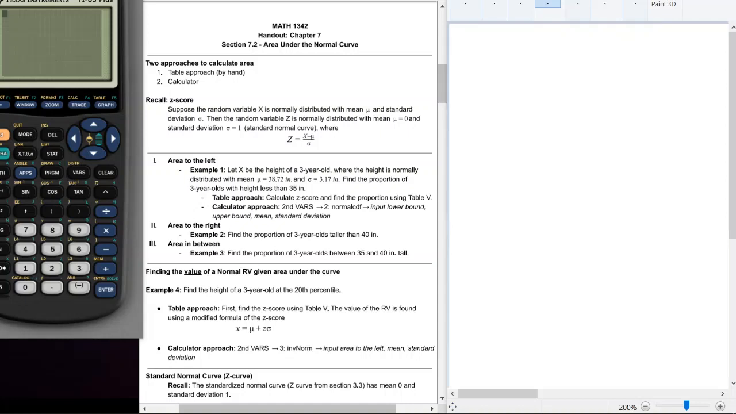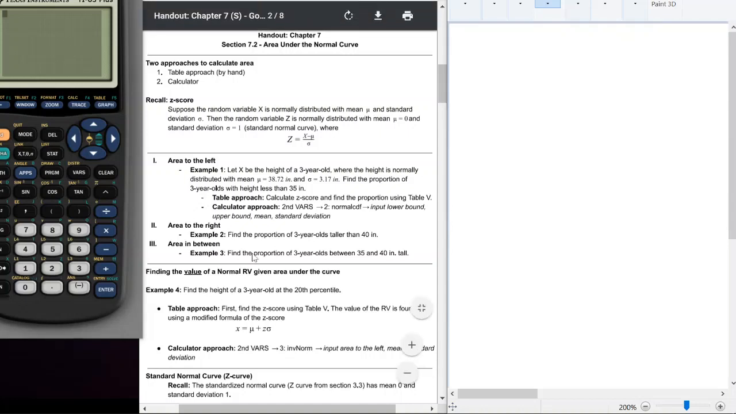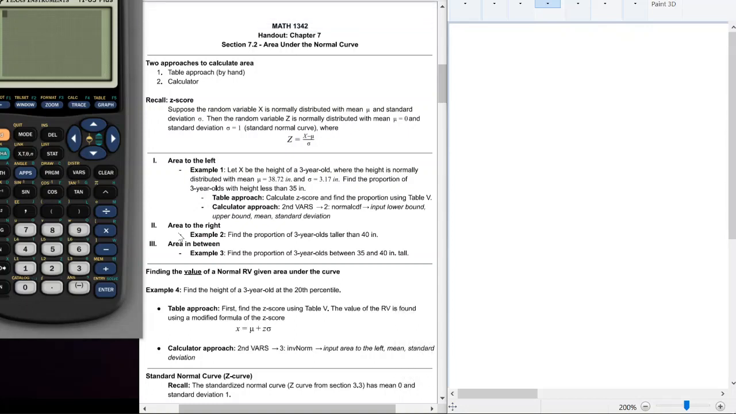Okay, let's look at example 2. Example 2 will be very similar. This is going to be an area to the right type of problem. Let me show you what that looks like. Okay, so we're still dealing with the same distribution.